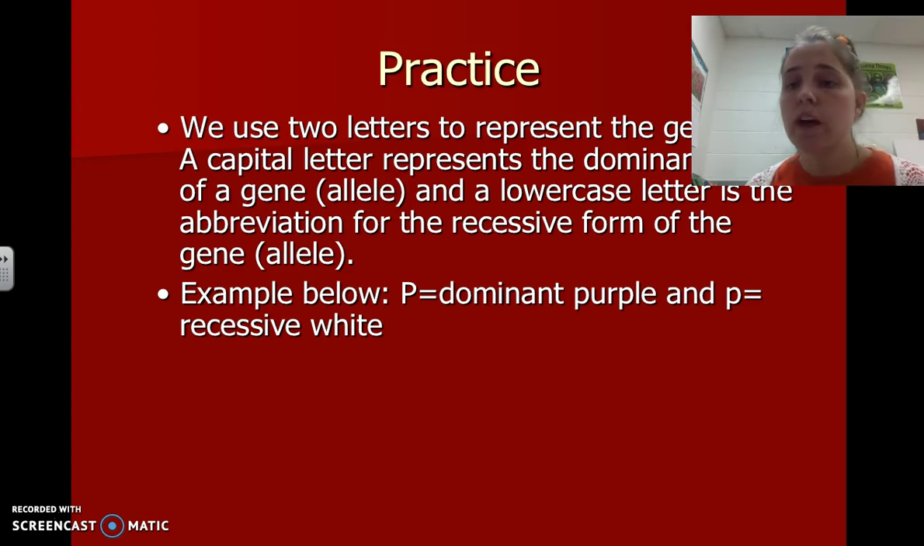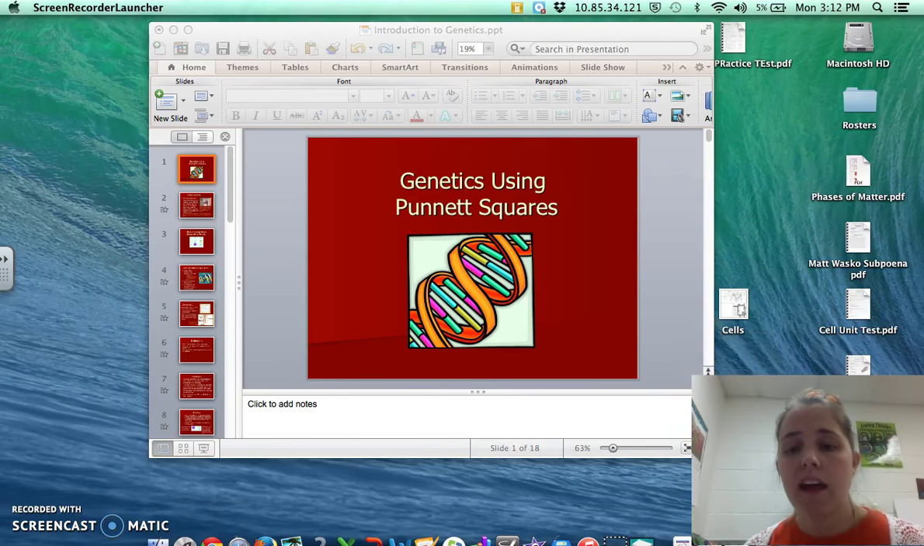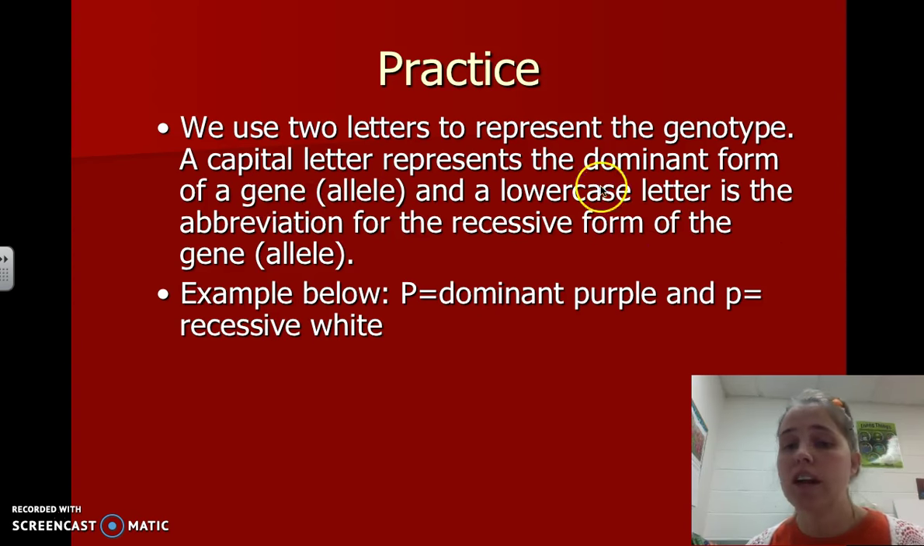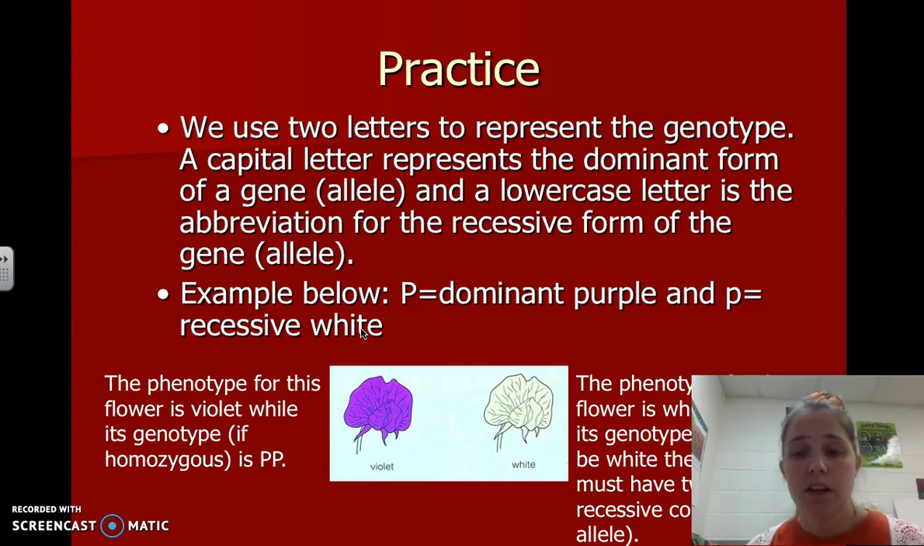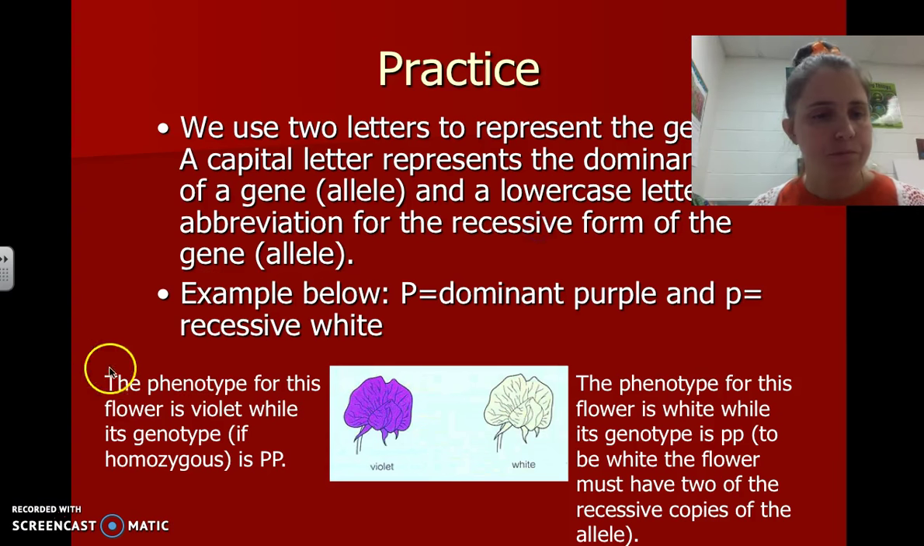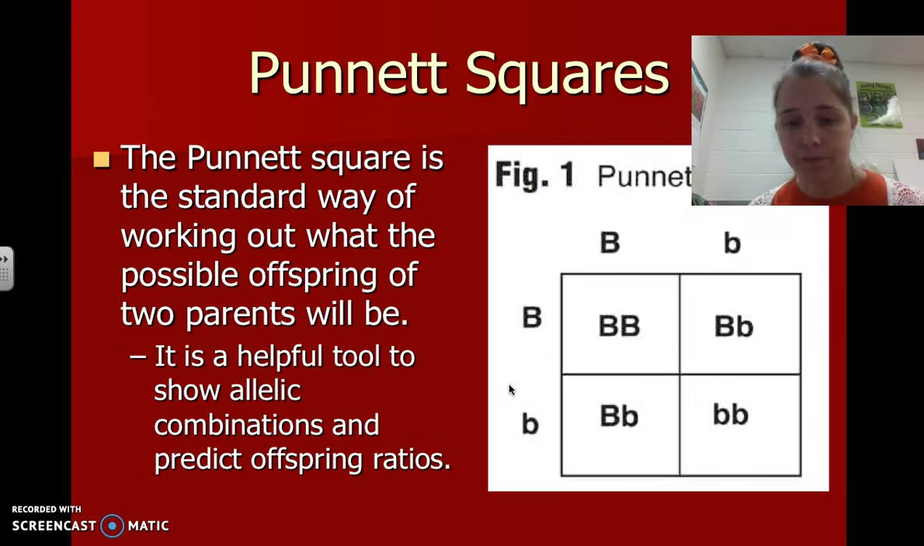So practice. We are going to use 2 letters to represent our genotype. Okay, a capital letter to represent the dominant form and a lowercase letter to abbreviate the recessive form. Example, if P is dominant and that equals purple, we use a big P, and little p is recessive and it equals white. So the phenotype for this flower is violet because we see it's purple, and its genotype is big P, big P. The phenotype for this flower is white, and its genotype is little p, little p. This is white, which means it has 2 copies of the recessive allele.